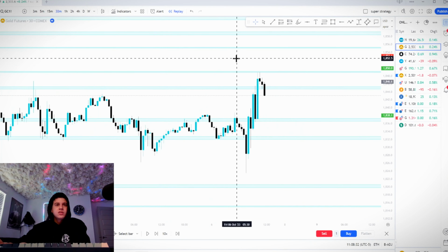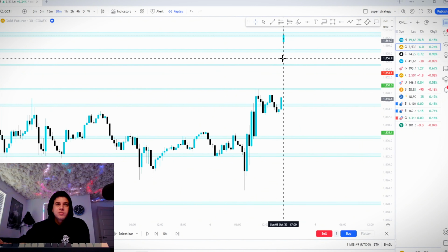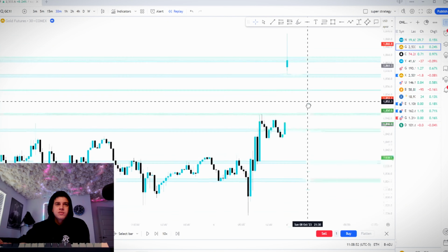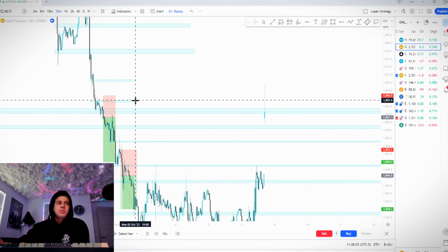We're tapping into that zone. So we'll be waiting. Oh, we gapped. So that was market close and then market open. Fine. We're going to have to go ahead and keep searching for new zones.